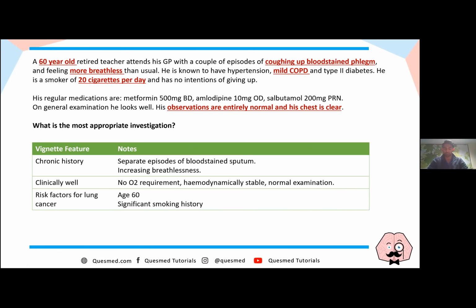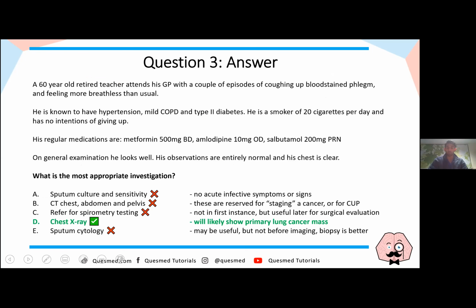not pyrexial. The main symptoms are blood-stained sputum, okay, or hemoptysis, and progressive breathlessness, and they have got risk factors for lung cancer, which are the background of a 20 cigarettes per day smoking history. It's not given how long, but that is a big risk factor, and also the age of 60. So the question is, what is the most appropriate investigation? So the answer in this situation is D.